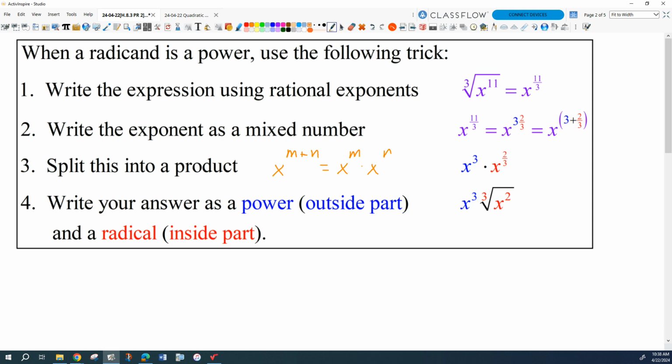Okay, so let's try this again. The outside part is the integer part of the power, the mixed number, and the inside part comes from the fraction part of the mixed number. Okay.